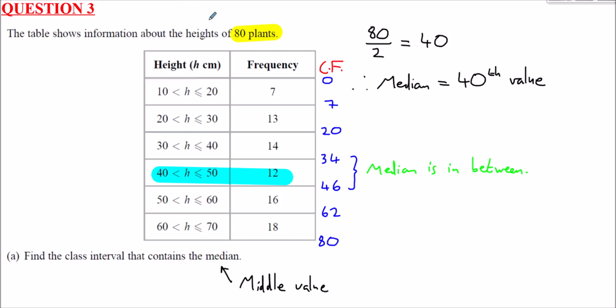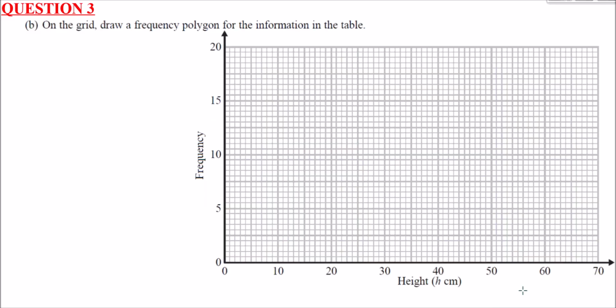So we just conclude by saying, therefore, the median lies in the interval from 40 to 50. And that's part A done. Let's have a look at part B. We have a grid, and we have to draw a frequency polygon for the information in the table in part A. So just reminding what we had from part A, we had this table here.